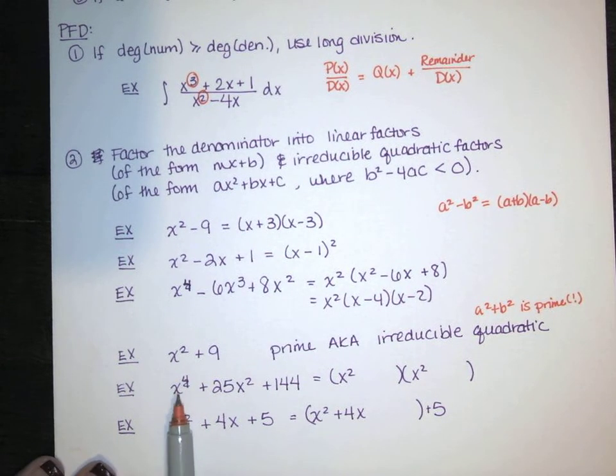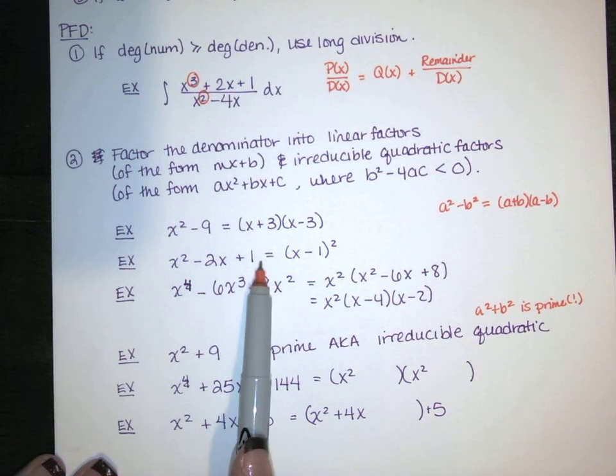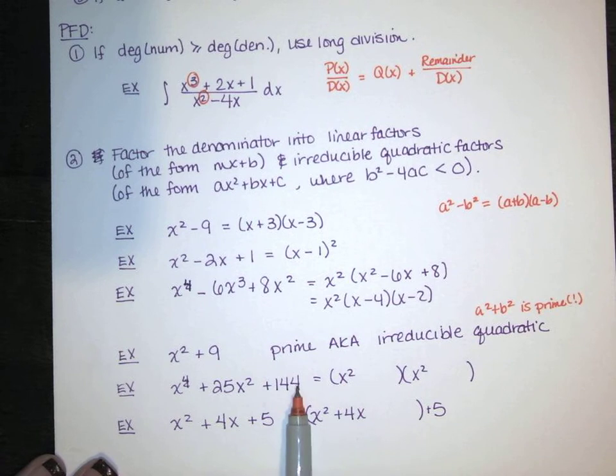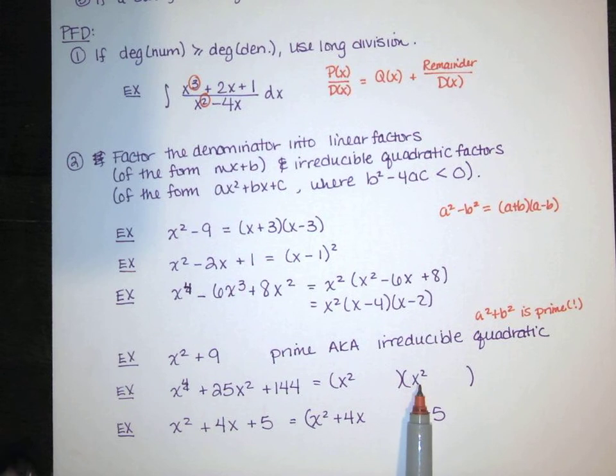Now this one is x to the fourth plus 25x squared plus 144. This actually looks a lot like this. So I'm going to look for two numbers that multiply to give me 144 that add to 25. And instead of factoring this with an x plus a constant times x plus a constant, since that's an x to the fourth and that's an x squared, I'm going to use an x squared here and an x squared here. And you might say, how do I know I can do that?